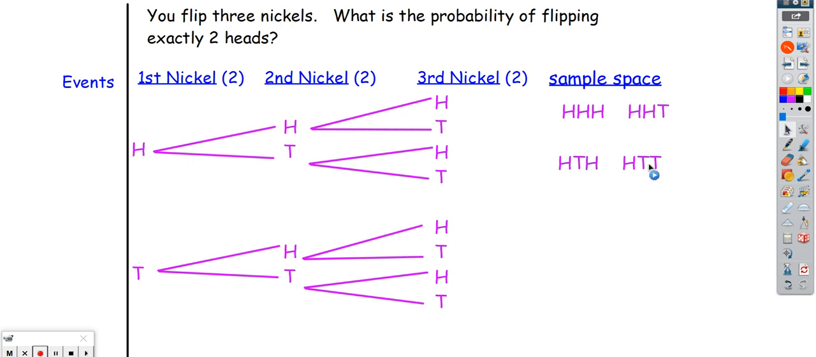Take a moment and finish the sample space. We have 4 here. We should have 8. Go down to this part of the tree and finish the sample space. Pause the video while you do that.